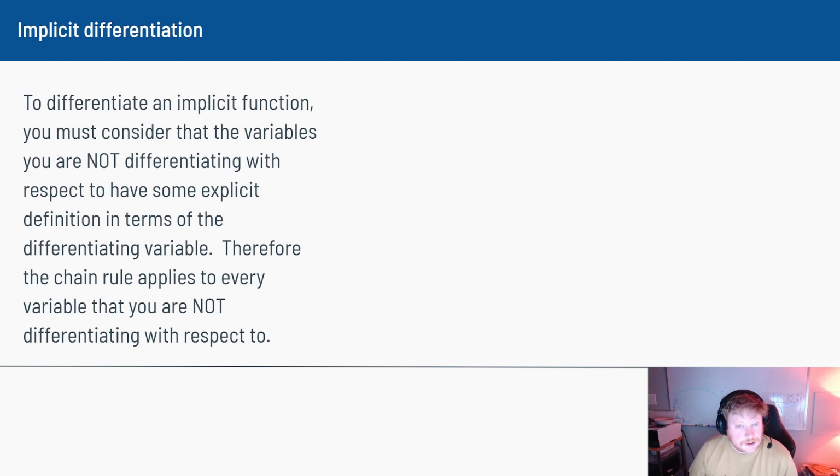So to differentiate an implicit function, we have to consider that the variable that you are not differentiating with respect to has some explicit definition in terms of the differentiating variable. It exists, but it's just not shown. Therefore, the chain rule applies to every variable that you're not differentiating with respect to.